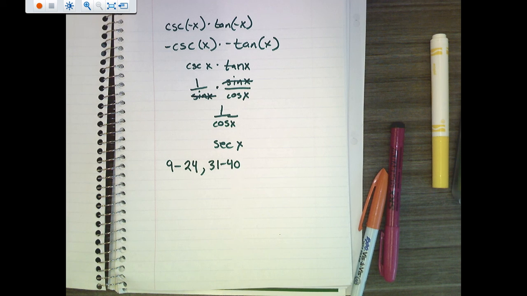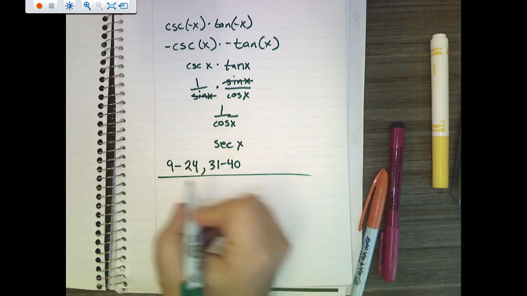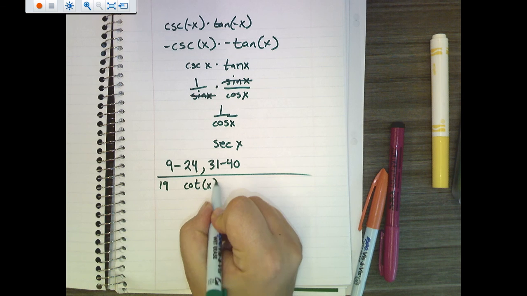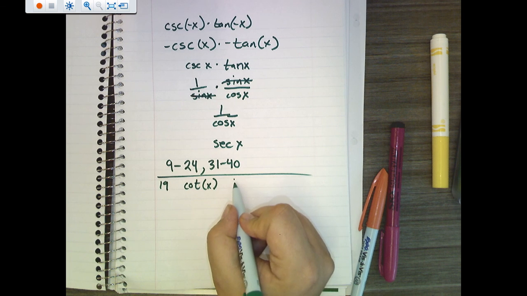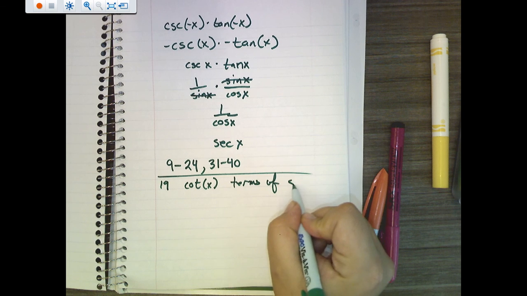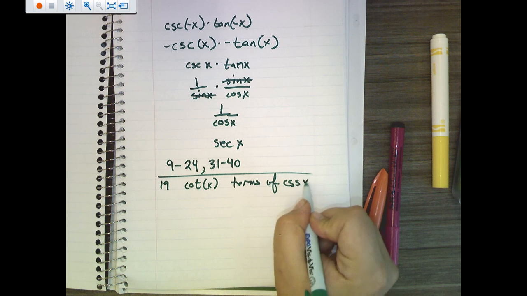And then, so 9 through 24, 31 through 40. Let me show you what 19 looks like. So 19 says express cotangent of x in terms of cosecant, CSC of x.